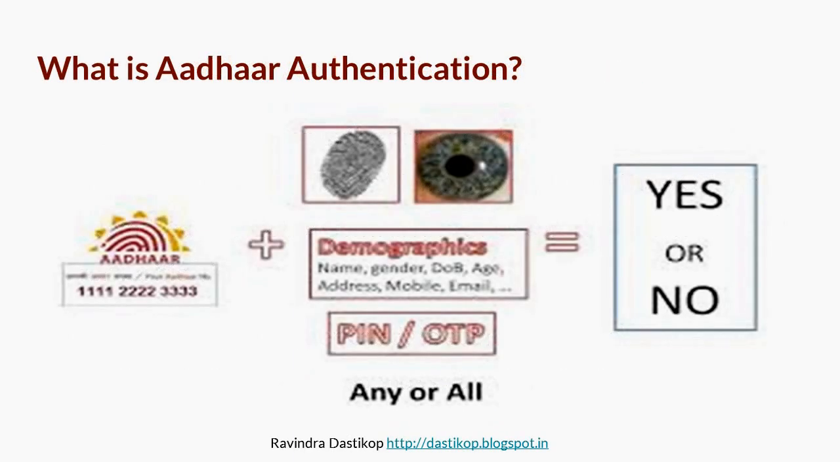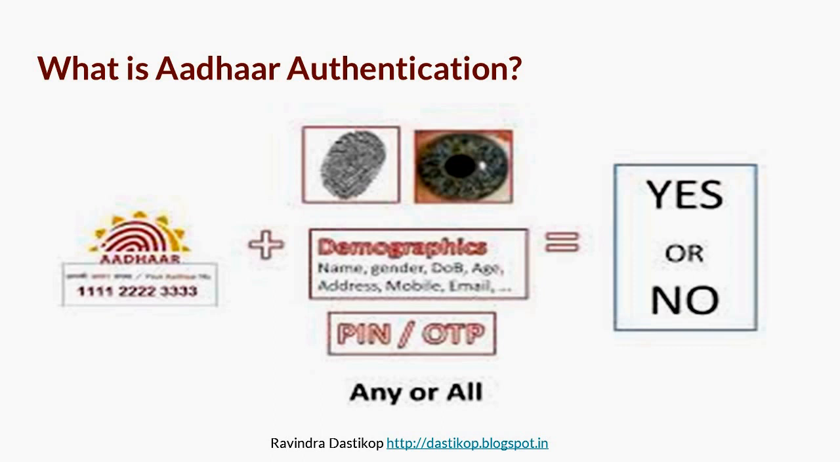In this slide, a schematic diagram of Aadhaar authentication is provided. The Aadhaar authentication process starts with the submission of the Aadhaar card number by the card holder along with one of the attributes which belong to him or her. It could be his fingerprints, or his iris, or any one of the demographic details belonging to him or her, such as name, gender, date of birth, age, address, mobile number and email.